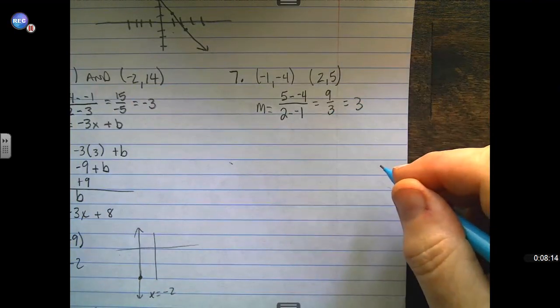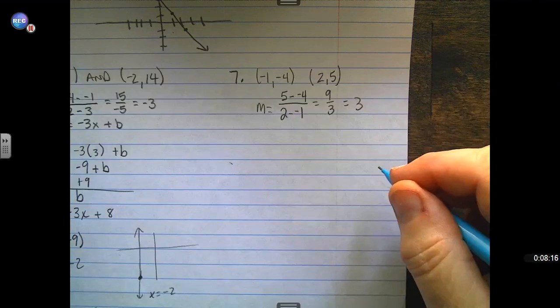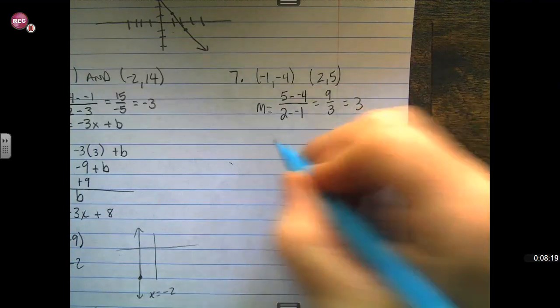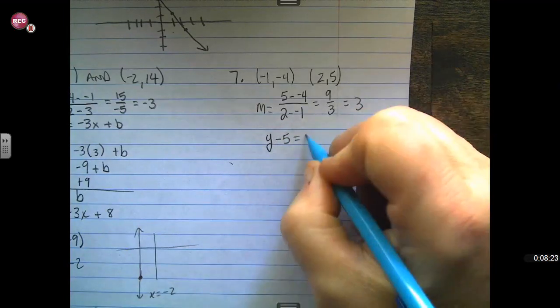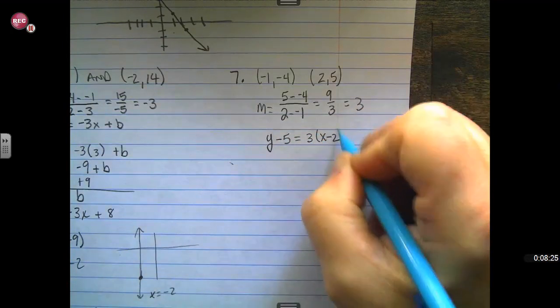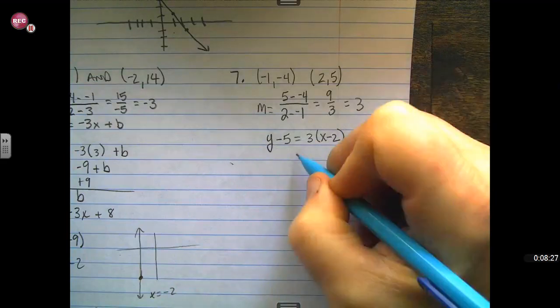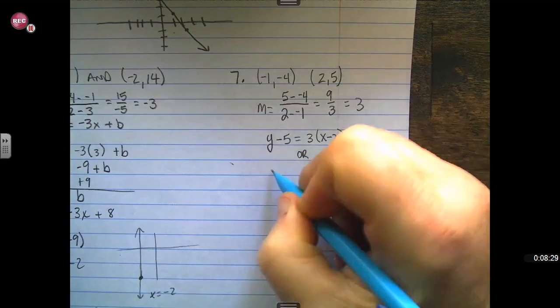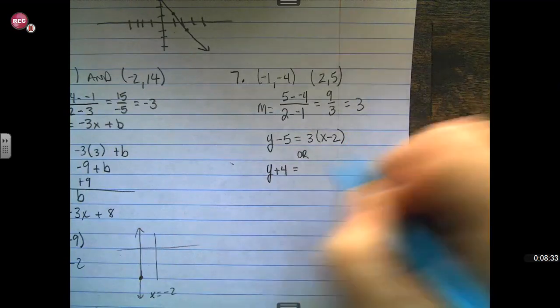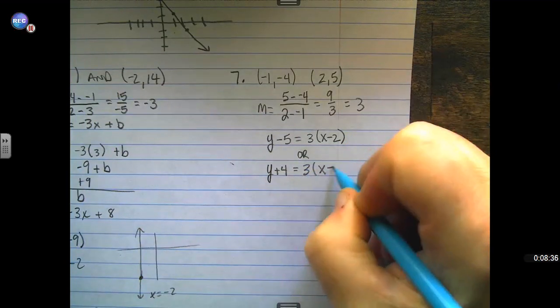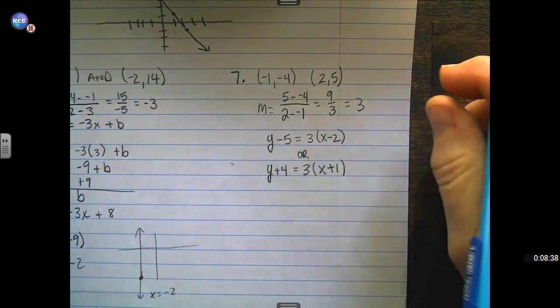And we want point slope form. Doesn't matter which point we pick. I'm going to pick 2, 5. Y minus 5 equals 3 times the quantity x minus 2. If you pick the other point, your answer would be y plus 4 equals 3 times the quantity x plus 1. Either one of those answers is correct.